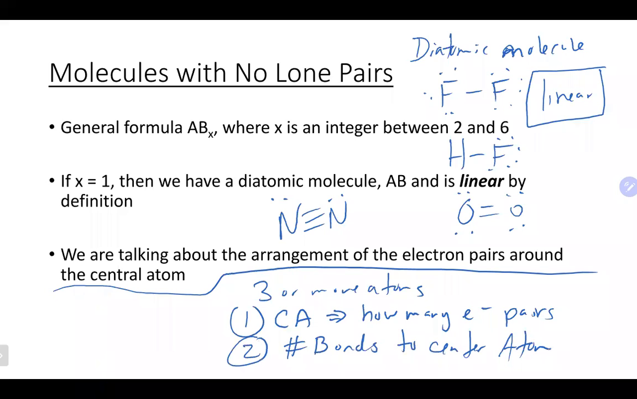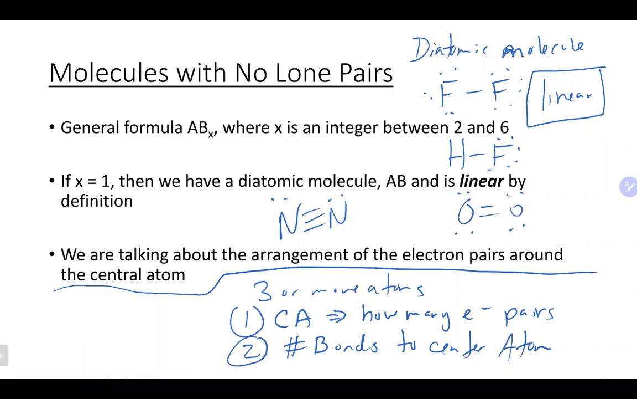Really, if you know the number of electron pairs, that's pretty much all you need to figure out the electron pair geometry name. If you know the number of electron pairs and how many bonds there are, that's all you need to figure out the molecular geometry, the shape. The best way to do this is to make a table, maybe a pseudo table at the end as we go through, and really memorize it.